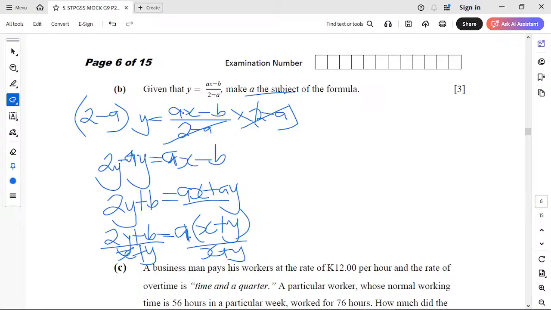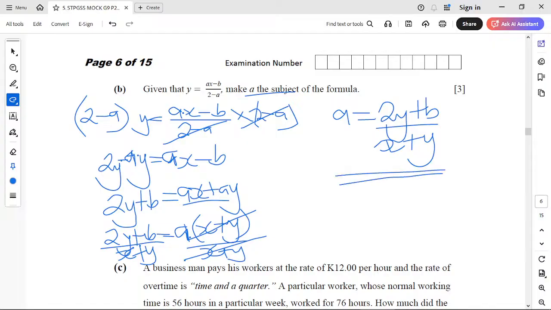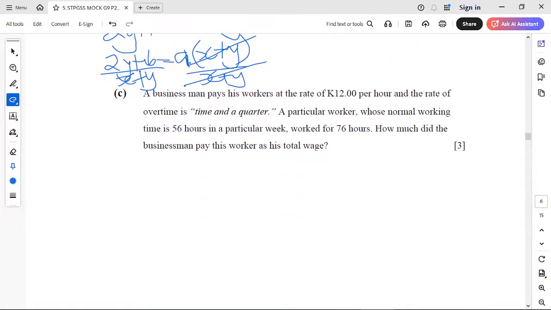So the x plus y terms cancel each other out, leaving us with a, which is equal to 2y plus b over x plus y. That way, we have made a the subject of the formula. That's how you make a the subject of the formula. Okay, now we can go to the next question, which is question 3C.